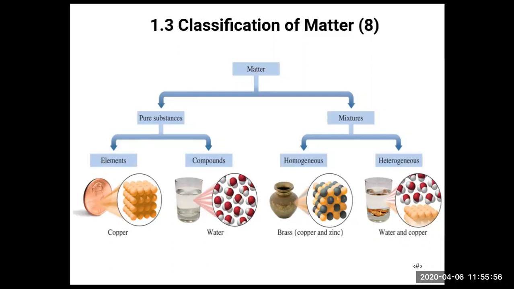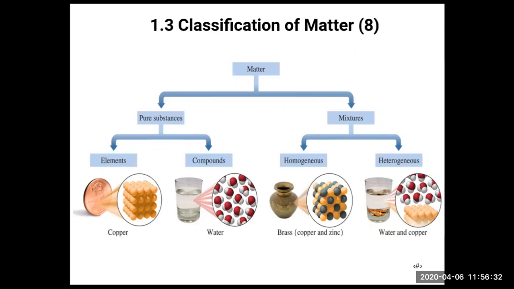This flow chart is showing you what we just covered, the classification of matter. Starting from the top, matter can be classified into pure substances or mixtures. Pure substances can be classified into elements or compounds. You have an element when it's only made of one kind of symbol, one element, only one type of atom. Here, for example, copper. A penny is only made of copper atoms.